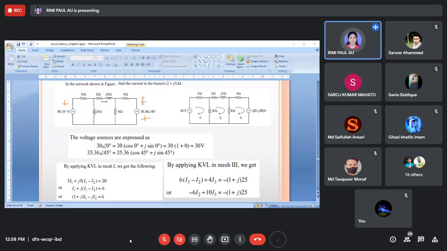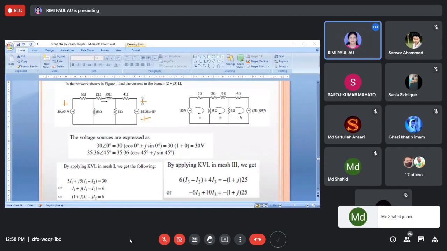Whenever you see in an equation that minus is given, suppose the capacitor or inductor is not given, only one box is given and it is written minus J5 ohm, you can easily get the idea that it is a capacitor because minus J5 is written. And when you see plus J5, you can say that it is an inductive reactance.